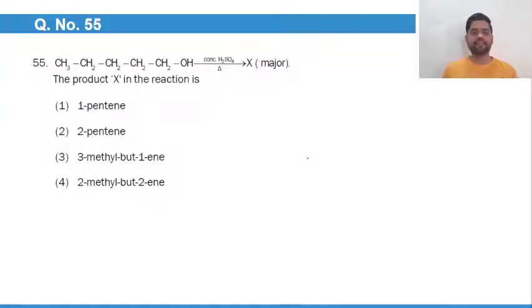Okay, 55. This is 1-pentanol or pentane-1-ol in the presence of concentrated H2SO4 gives you X product. So this OH will go. There will be a formation of carbocation. Okay, now this carbocation will rearrange itself and then it will undergo elimination, and hence the major product will be what? Pent-2-ene. So this will be the right answer. Okay, so 55, option number 2. Clear.